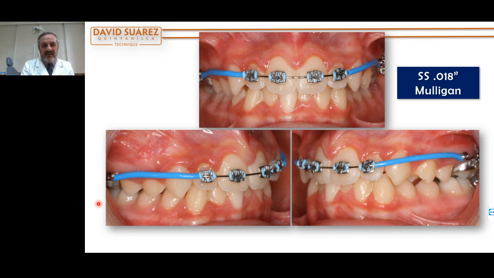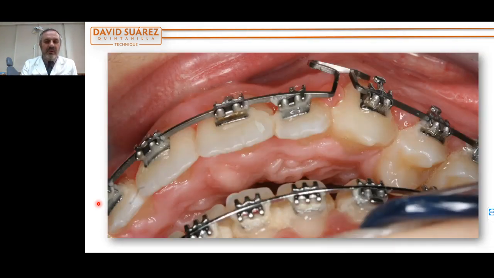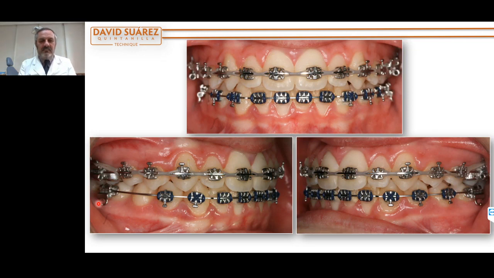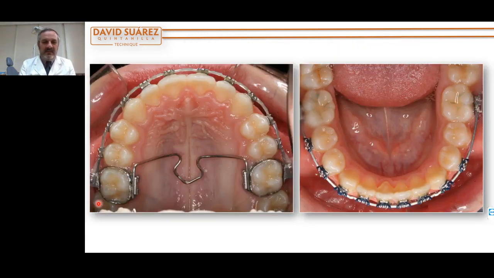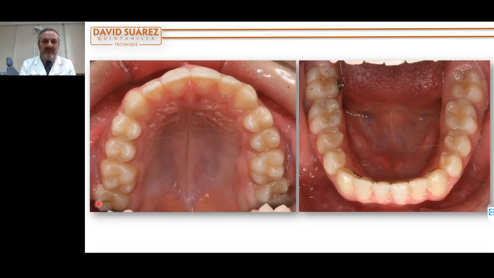In the second phase of the treatment, very simple, we use the round 18 Mulligan arch wire. The next is the use of beta 3 titanium, in this case gunmetal or beta 3 titanium, to make a loop for the control of the upper incisor. The loop is for the vertical control of the upper incisor to control the gingival display, with a palatal bar in the upper, okay, and the end of the treatment.